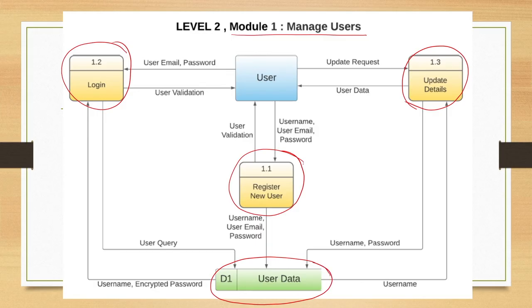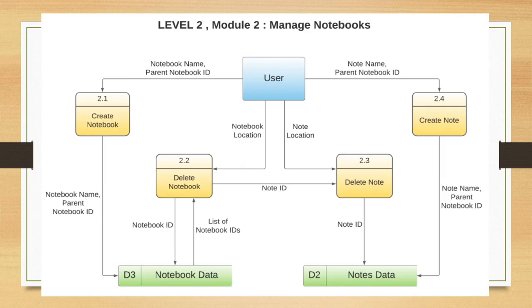data store, user data. We can use external entity notation here also, and all data flow between the processes and the external entities are shown with appropriate notation at this level. Now, this level is only depicting the detailed design for individual processes or modules of level 1. So, this is module 1, manage users. Let us see module 2, manage notebook.